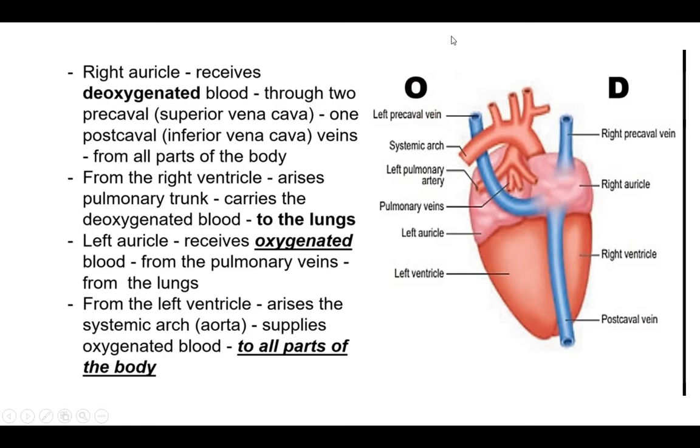Why? Lungs only supply the oxygen to the blood. Only then does the blood turn into pure blood. So the pulmonary artery carries the impure blood to the lungs. Lungs will supply the oxygen, and that oxygenated blood will get back to the heart through the pulmonary vein. Can you see the pulmonary vein here? So from the lungs, the pulmonary vein brings the oxygenated blood back to the heart.